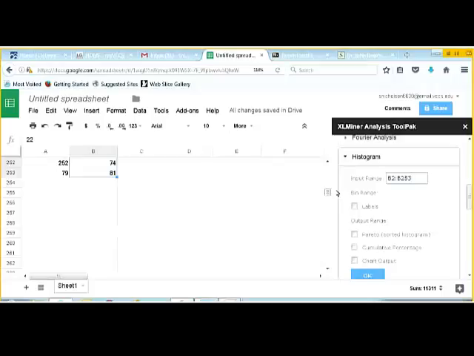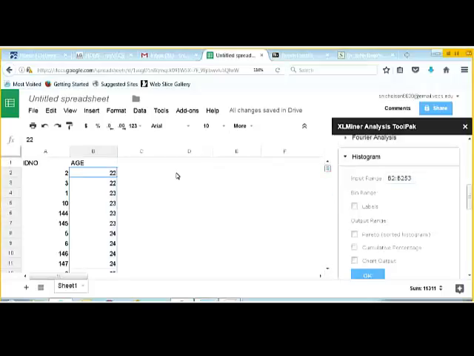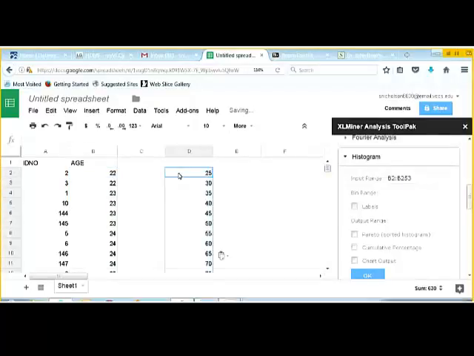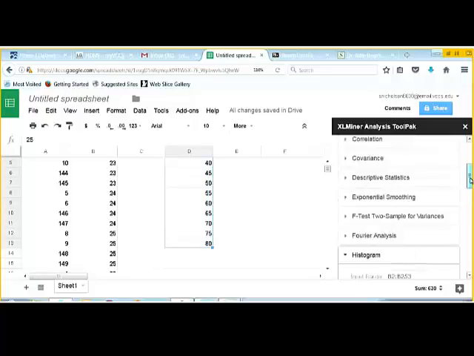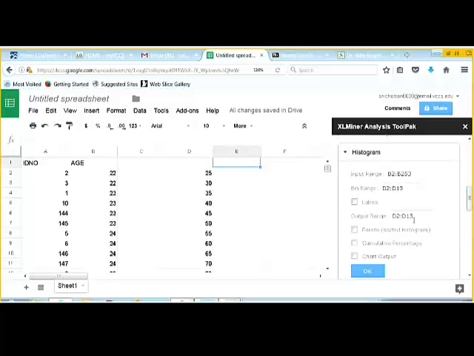So I'm going to copy over that information and put that in my spreadsheet. I'll put it right here. So that's my bin information. So you highlight the bin information, click into the box, and then it does it. The output, we're going to put it up here somewhere. Let's put it there. So I'll click on that, and then we'll go over to this, click there.